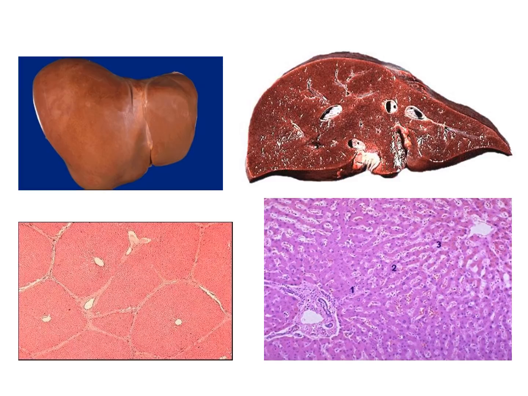The lower right picture shows you the portal triad. To the left of that picture, the sinusoids, three zones, 1, 2, and 3, where 1 is closest to the triad and 3 is closest to the central vein. So blood flow is moving out of the triad to zone 1, zone 2, zone 3, and then into that central vein. This is how blood gets into and then eventually out of the liver.